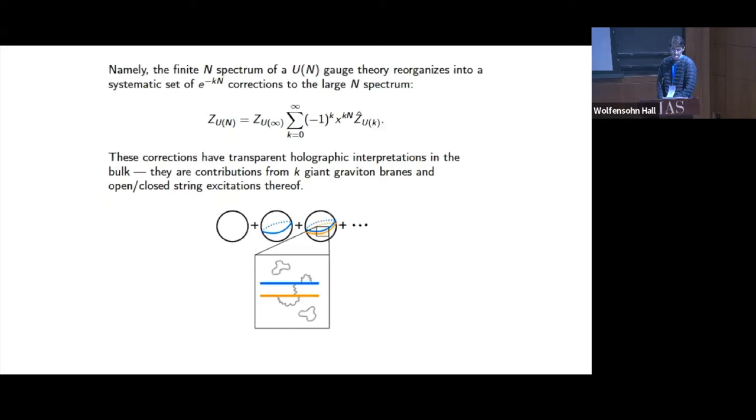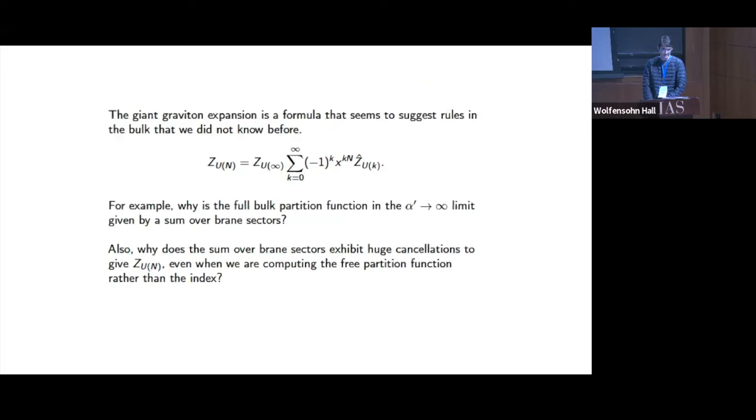Namely, the finite N spectrum of a U(N) gauge theory reorganizes into a systematic set of e^(-kN) corrections to the large N spectrum, with k summed over. And these corrections have transparent holographic interpretations in the bulk, which can be checked at the level of the index. They're contributions from k giant graviton branes and open-closed string excitations thereof. So this is a formula that seems to suggest rules in the bulk that we did not know before.